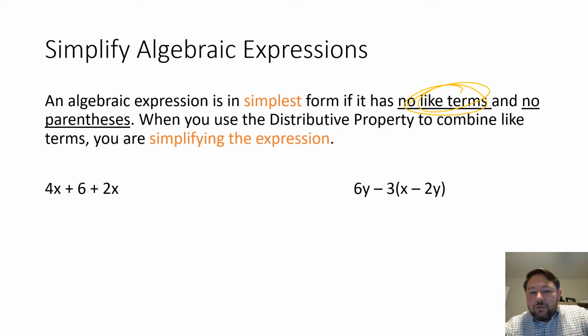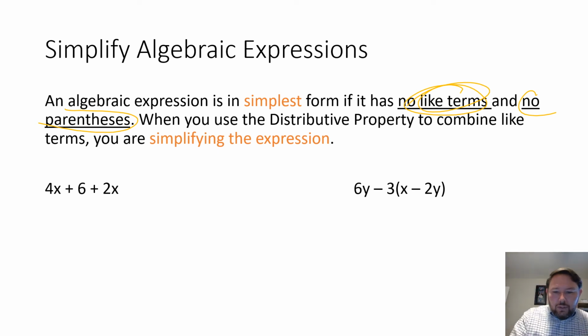So if we have three like terms, we have to get those three like terms into a single term. And the other thing that we have to do is we have to get rid of parentheses. So we have to deal with that factoring part, right? So we can use the rules of the distributive property to simplify these expressions.